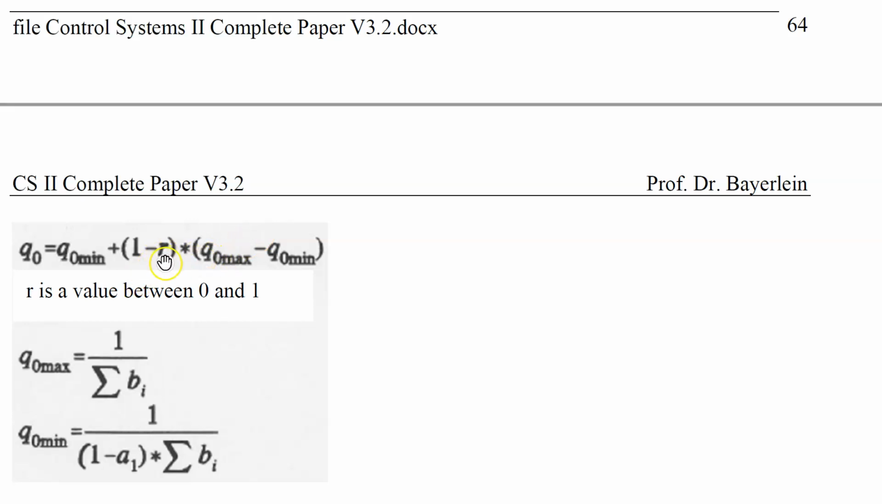And the Q0 can be between Qmin and Qmax. If R, the new parameter between 0 and 1, changes, the Q0 value changes between both these values. If R is 1, this is 0, we get Qmin. If R is 0, we get here a 1, and then we have Qmin minus Qmin plus Qmax, then we have the original one. So this is a selection, with a letter between 0 and 1, of the choice of the Q0, the new Q0 of my new version.